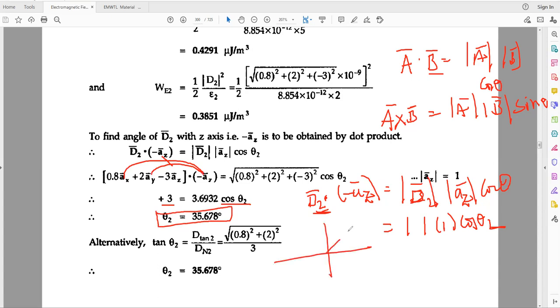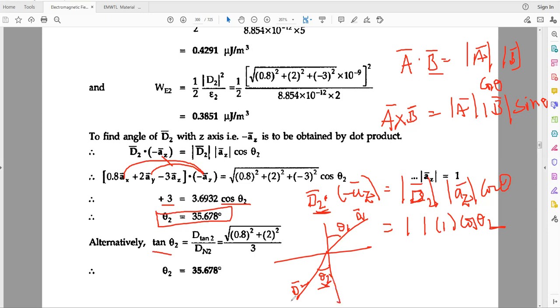They show that the D bar is with an angle of theta 1, D1 bar, and D2 bar with an angle theta 2. That theta 2 we got is 35.678 degrees. Got it, my students?